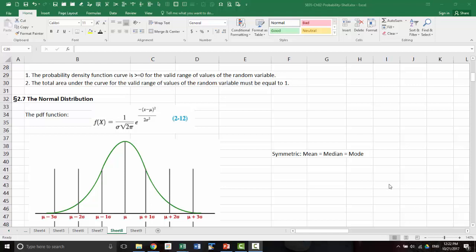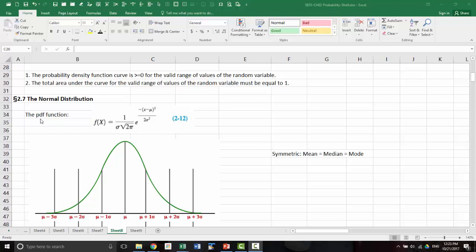Okay, so we're going to be looking at three different continuous random variables: normal random variable, F distribution, and exponential distribution. So let's start with the normal distribution.